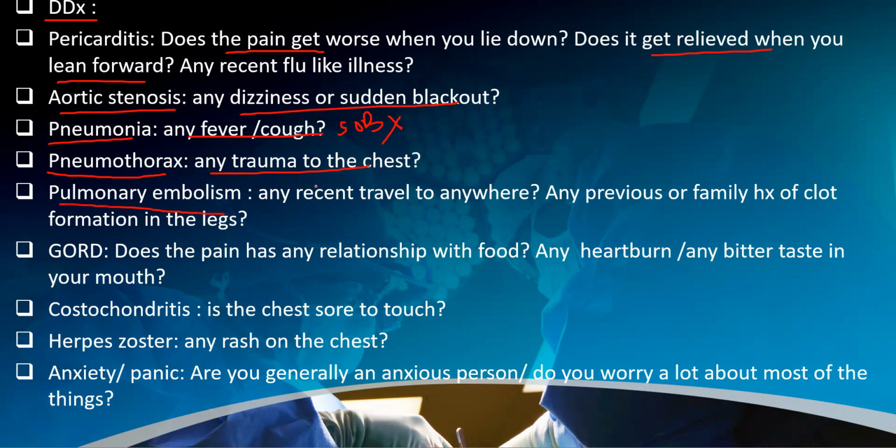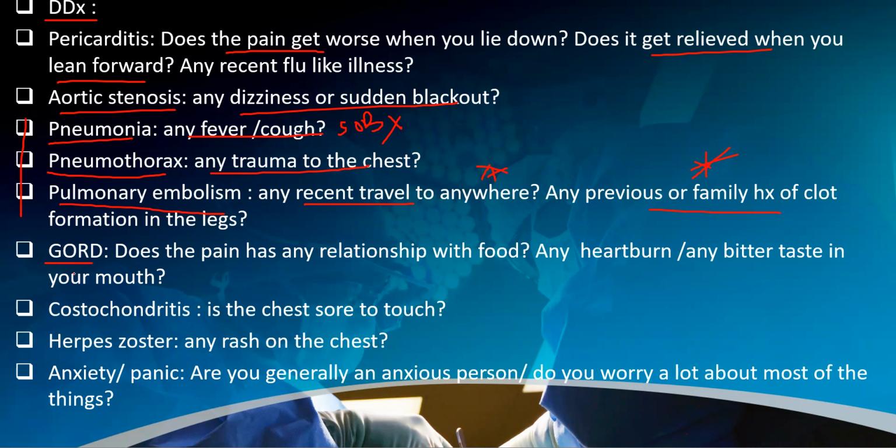For pulmonary embolism, any recent travel to anywhere? Do you have any past history or family history of clot in your legs or lungs? For pulmonary embolism, there are a lot of other questions. We are not going to discuss it today. We will discuss it in respiratory cases. But for pulmonary embolism, main question will be any recent travel. So long travel is one of the risk factors of PE, and also personal or family history of clot is also a very, very important risk factor. So these three are your respiratory causes.